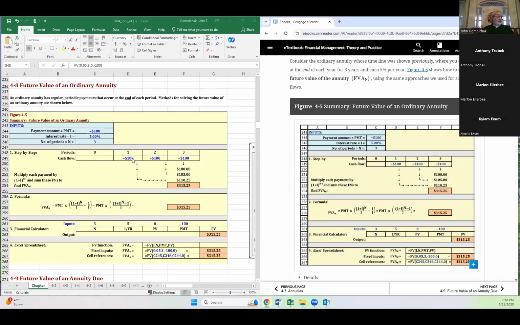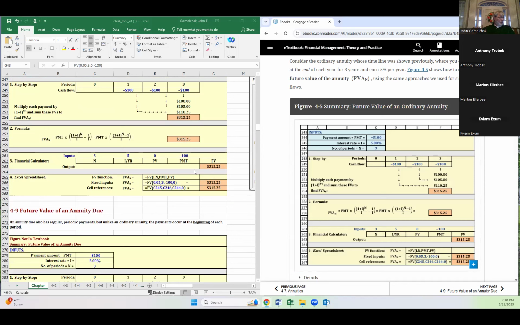If we look at the first payment, the one that's made at the end of period 1, that $100 in period 3 has had 2 adjustments to its value. It has the 5% from year 1 to 2, and then it has another 5% that compounds on the 105. So we have 110.25. You add all three of those together, the 100, the 105, the 110.25, and you get a value of $315.25.